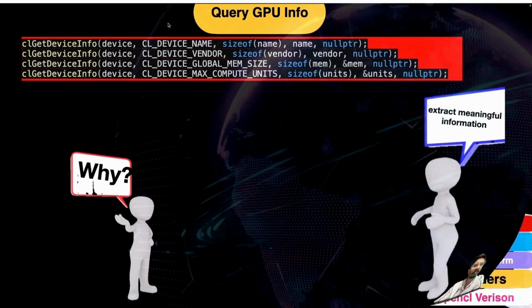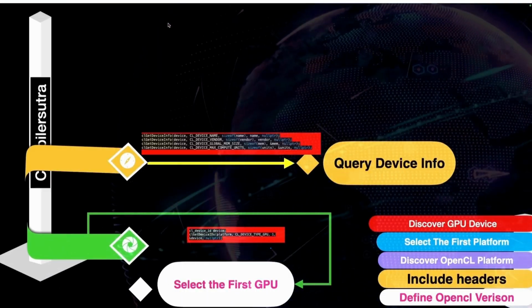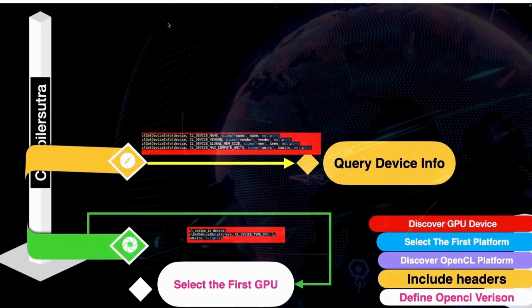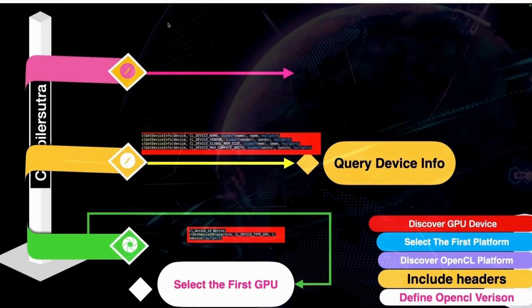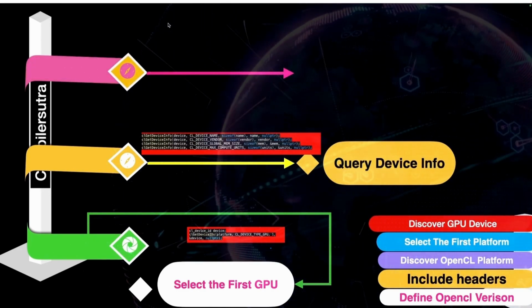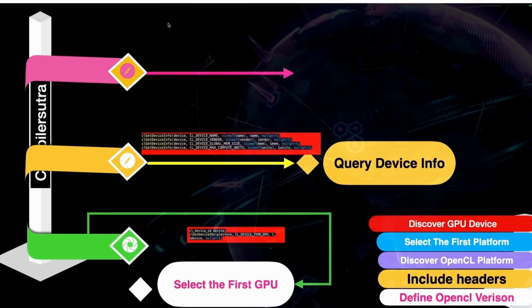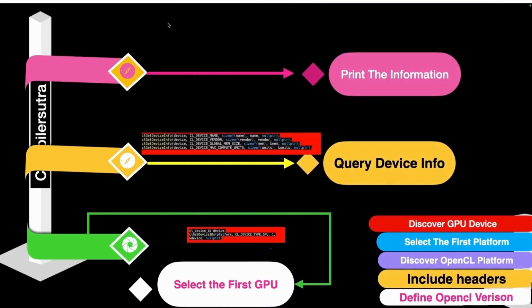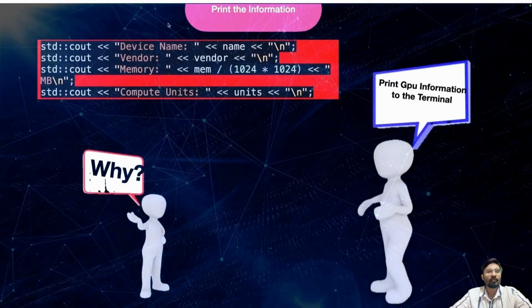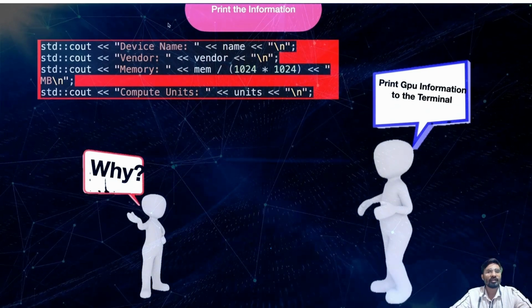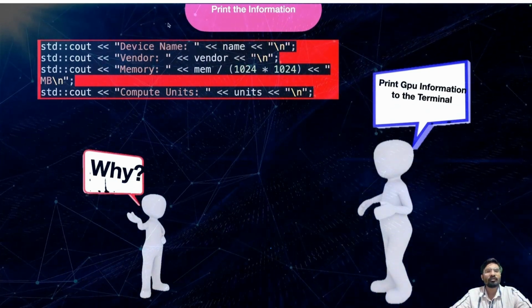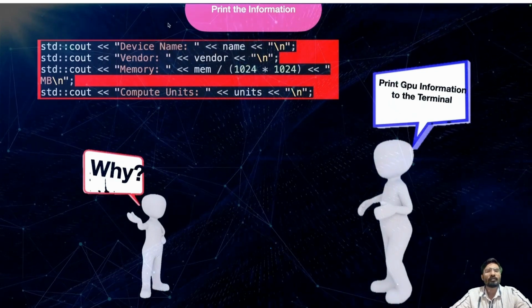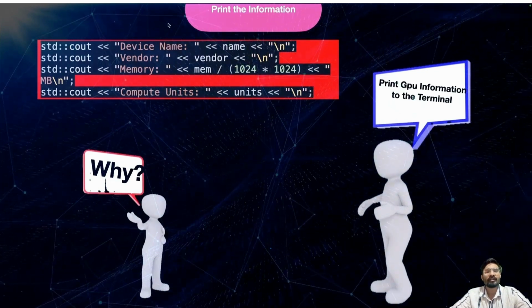And why this step? Next, once we get the information about the device, the next step is to print the information. For that purpose, we use the cout object of the iostream for printing the information. This step formats and prints the GPU information to the terminal. The output fields, device name and vendor, help you identify the GPU, the memory in MB tells how much memory is available, and compute units indicate processing cores.